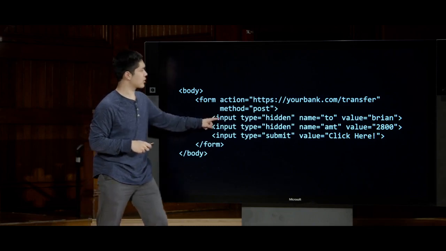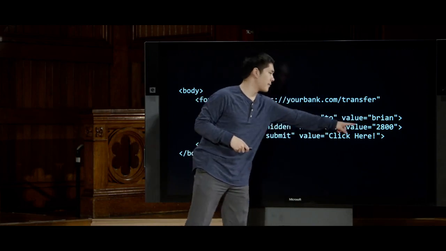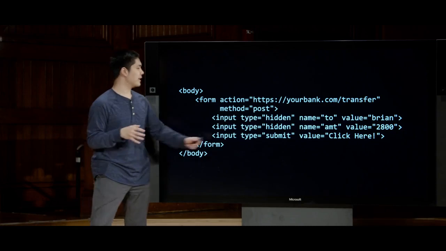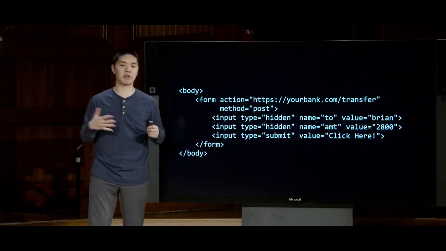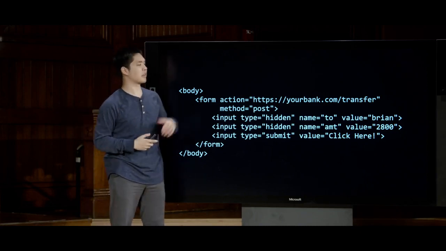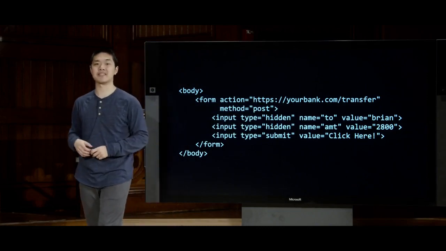Here there's a hidden input whose name is to, meaning the person I'd like to transfer money to. Here's the amount, the value that I would like to transfer. And all the user is going to see is a button that says click here. They're not going to see either of the input fields because they're hidden. But if they do click the click here button, well, then suddenly they're going to be submitting a POST request to the bank and initiating some transfer when they didn't intend to.